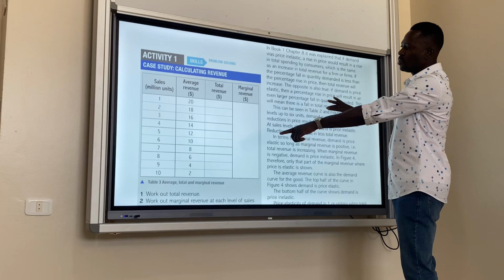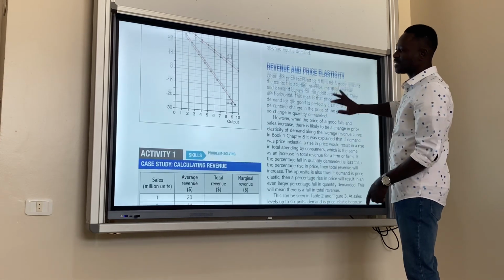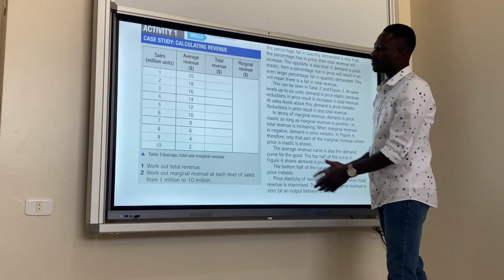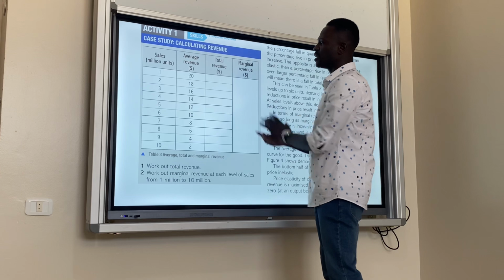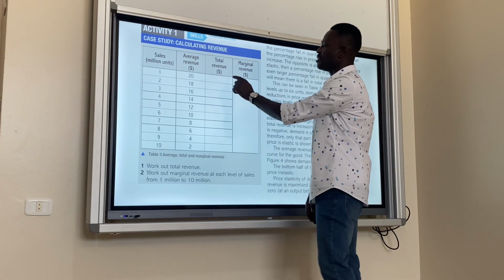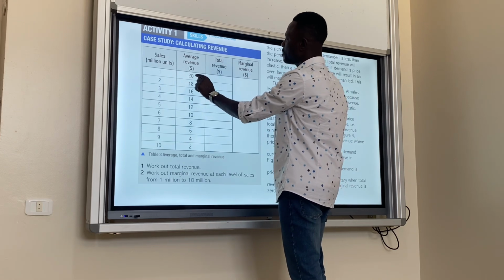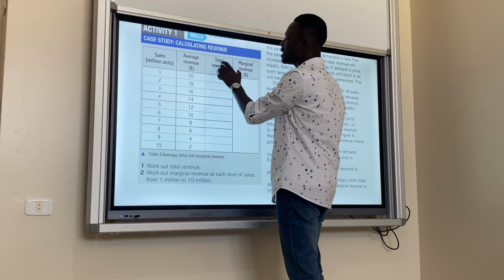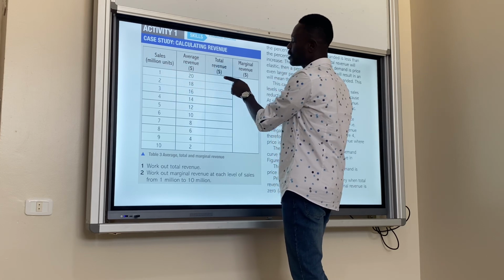So I'm going to quickly do this Activity 1. And in the next class, we're going to talk about revenue and price elasticity. So we have the case study to do, and I'm just going to do it plainly. We have our sales, we have our average revenue, we need our total revenue. Our total revenue is sales multiplied by this. Remember we said that our total revenue is average revenue multiplied by quantity sold. Then what will be our total revenue?